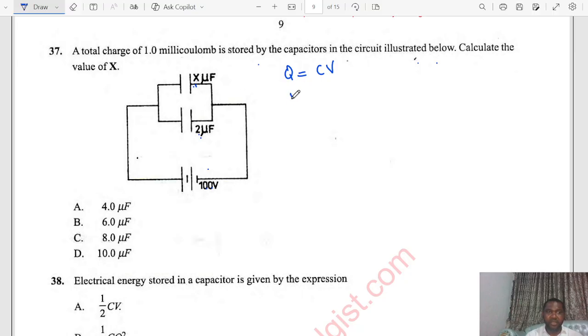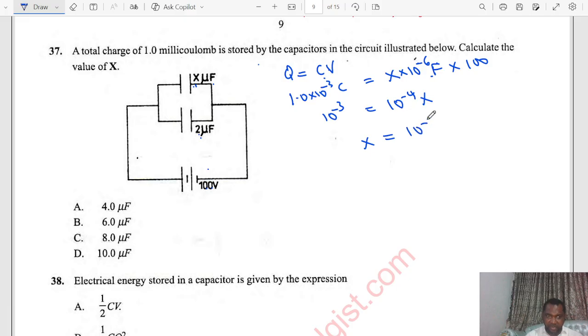So my charge is already 1.0 millicoulomb, meaning 10 to the power minus 3 coulomb, equal to the capacitance here, which is x microfarad, so times 10 to the power minus 6 farad. Then multiply by V, which is already 100 based on what we see here. So 10 to the power minus 3 is equal to 10 to the power minus 4 x. So x is going to be 10 to the power minus 3 divided by 10 to the power minus 4. This is going to give 10 microfarad. Okay, so we continue with the next one.